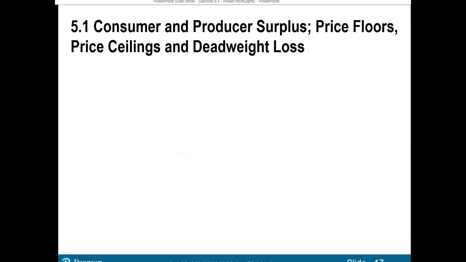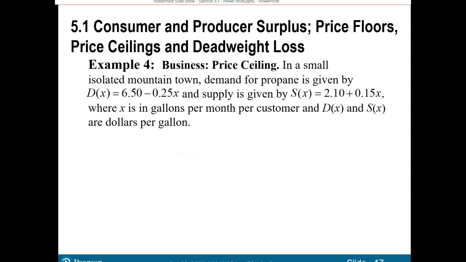All right, so our next example. In a small isolated mountain town, demand for propane is given by this function D of x, 650 minus 0.25x, and supply is given by 2.10 minus 0.15x, where x is in gallons per month per customer, and D of x and S of x are in dollars per gallon.